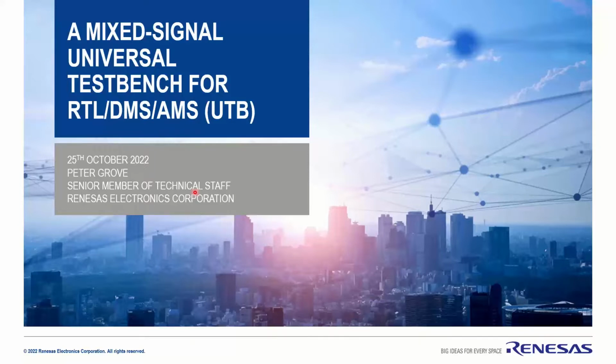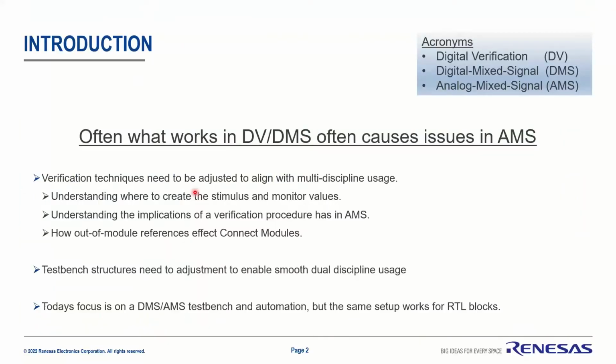So to start with, often I get people creating a test bench that they can use in DV and DMS, and then they try and use it in AMS and it all goes wrong. The main reason is the verification techniques that people use for DV and DMS don't align when you've got multiple discipline usage. Multiple discipline usage means you've got one discipline that is discrete in time, which is digital, and the other one is continuous time, that's analog.